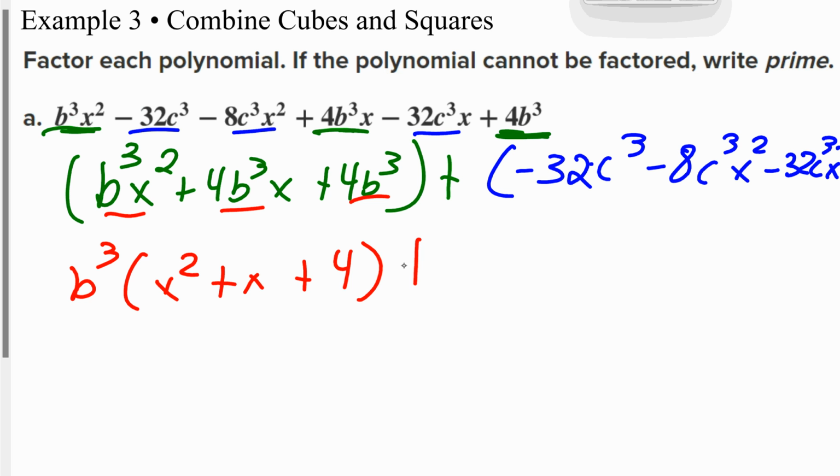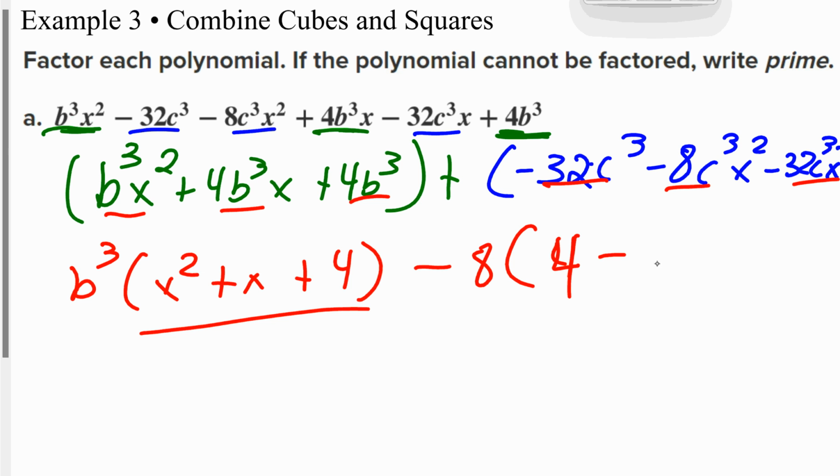And then on this one, I can factor out, what did I say, negative 8 and a c cubed, so a negative 8. So that becomes just negative. So I can just do negative 8 parenthesis like that. And then that would be a 4. And again, these should be the same exact parentheses, right? This one's just going to be rewritten a little bit different. That's an x squared, which I can see is my x squared there.